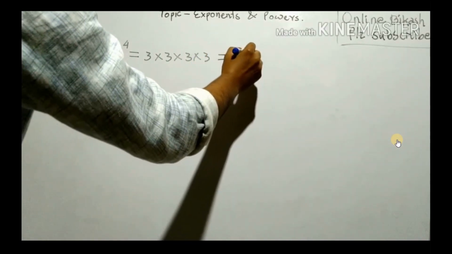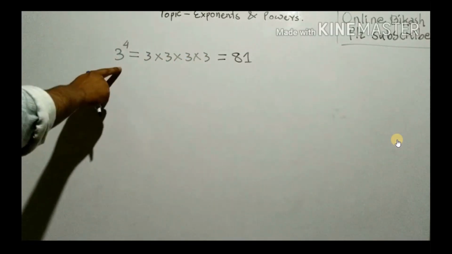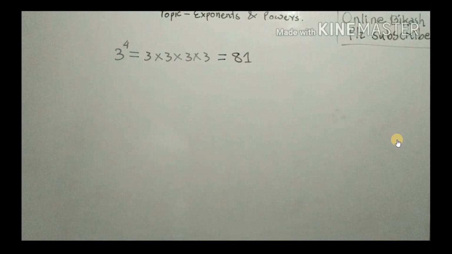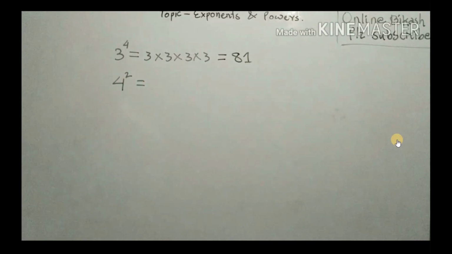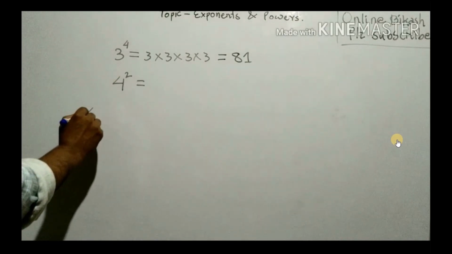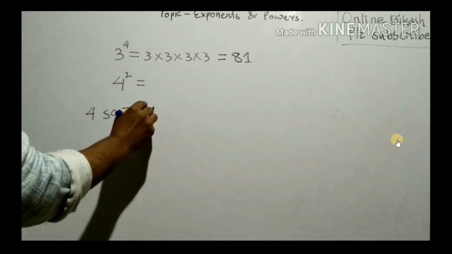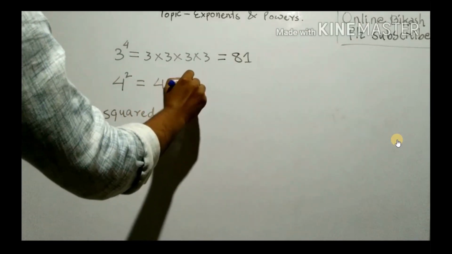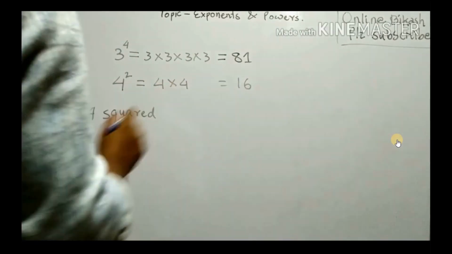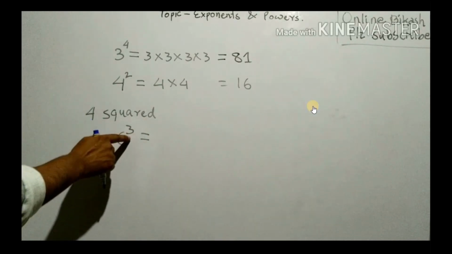Now if you multiply, then you will get what? If you multiply 3 into 3 into 3 into 3, then you will get 81. So 3 to the power 4 is 81. So the exponential form of 81 is 3 to the power 4. Similarly, if I write 4 squared, whenever the power is 2, it has a special name, that is squared. Whenever you get something to the power 2, it means that thing squared. So 4 squared is equal to 16.